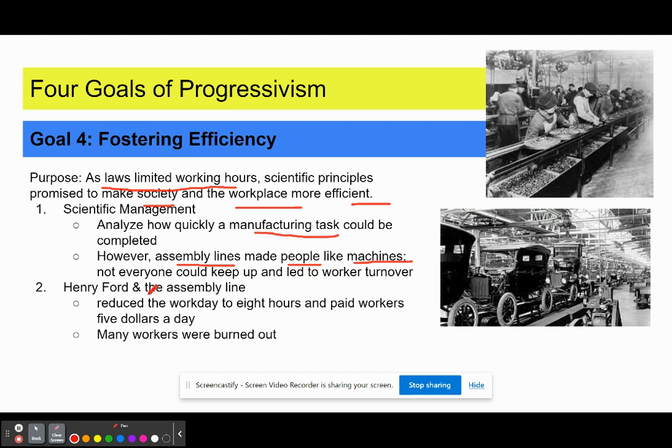So Henry Ford and his idea of the assembly line: when laws reduced the workday to 8 hours, what he did was reduce the workday to 8 hours, and he paid workers $5 a day, which was actually a lot of money at the time. But many workers were still burned out by this. There was still worker burnout because it was just a crap job. People did not like to work on assembly lines. It was good money, but people left the profession quickly because it was just unbearable.